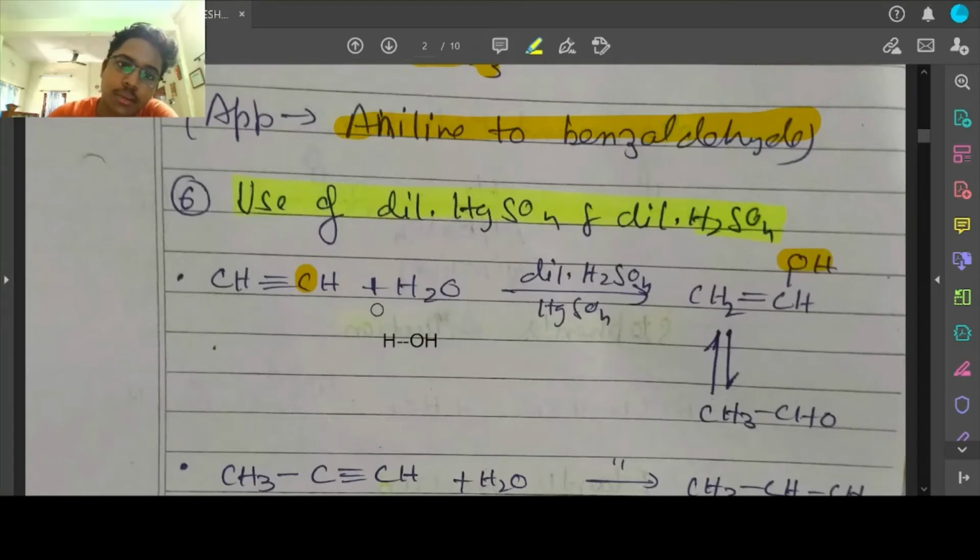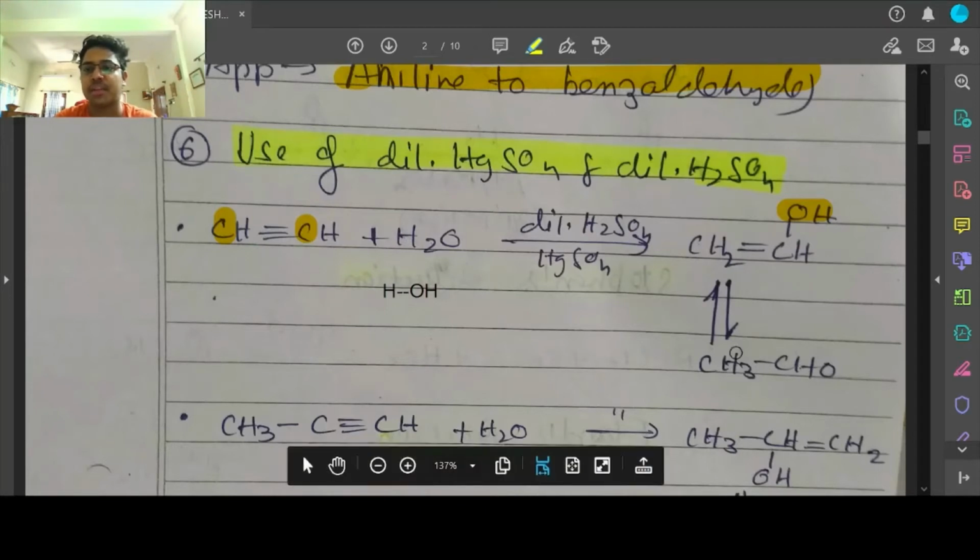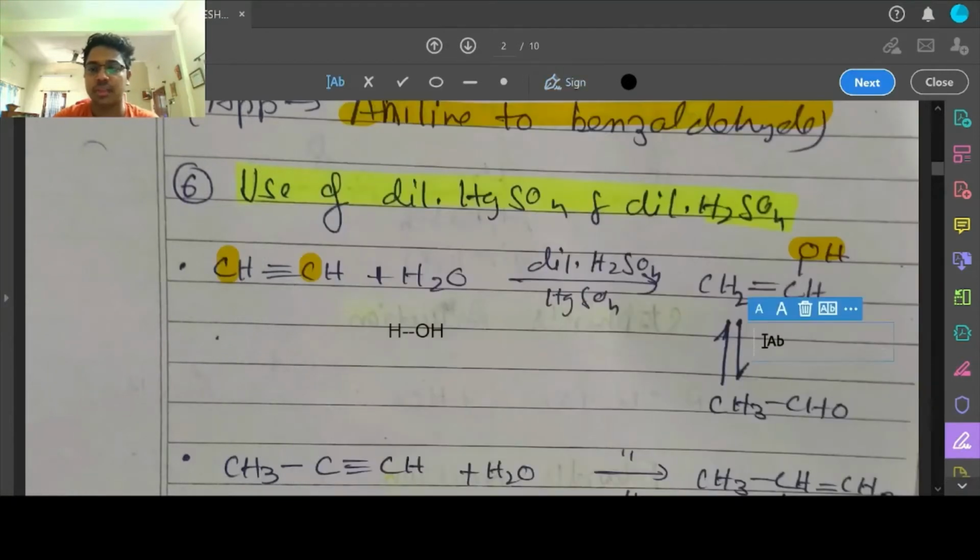And one hydrogen is substituted on this carbon. So when one hydrogen is substituted on this carbon, it gives CH2 double bond, and when one OH group is substituted on the other, it gives CHOH. This compound is less stable, so it automatically interchanges into this form, which is known as a tautomer. This is tautomerism.